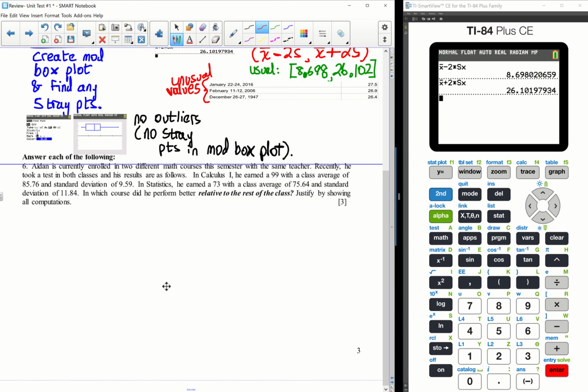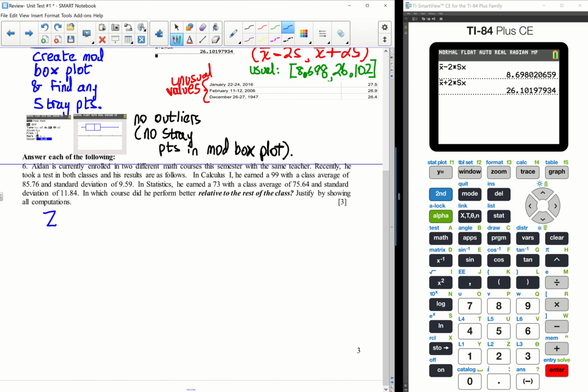So he's above average in one class, below average in the other class. So it's clear that, and besides, look at the numbers. They're huge. He got a 99 with a class average of 85.76. That's just a deviation. Forget about standard deviation, I'm sorry, relative standing value, z-score, just a deviation of about 14 points above average, as opposed to 2 points below average. So it's pretty clear which class is performing better in, but what the computations are calling for are z-scores.